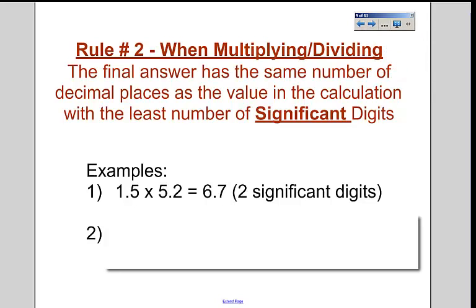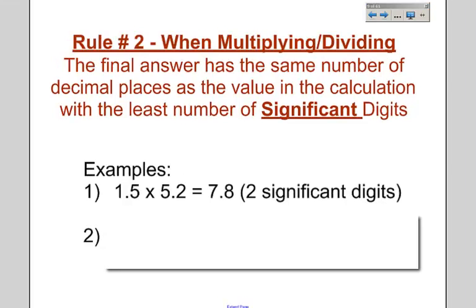For rule number 2, when you're multiplying and dividing, this is different. Okay, so don't treat them the same. So the final answer has the same number of significant digits in total. So all of the significant digits, all of the numbers in your examples count. It's not just the numbers after the decimal place.